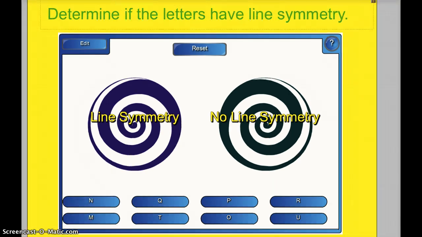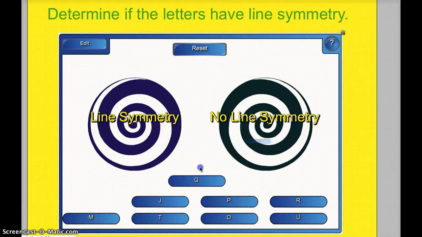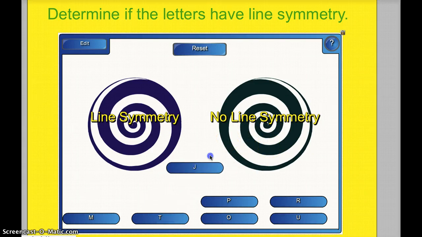So let's look at these letters, and as I put them up, why don't you think about yourself where I should put this? So I have an N. Should it go in line symmetry? Can I draw a line on this N where it's the same on both sides? And the answer is no. How about the Z? Nope. Q? Oh, it should have gone to the no. I got close, I guess. J? Nope.